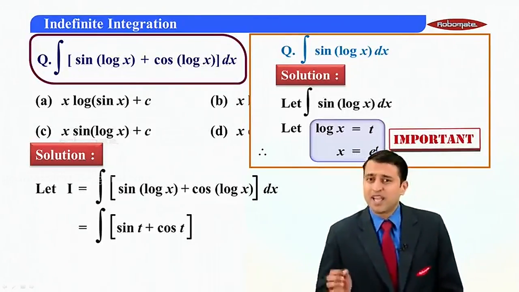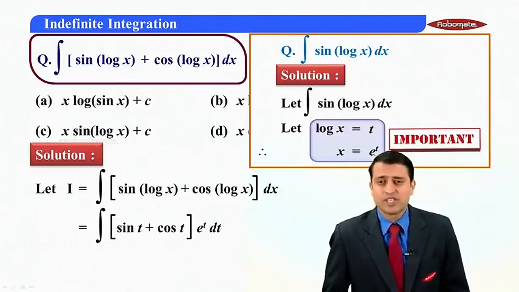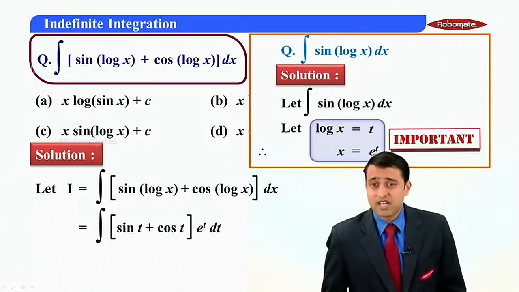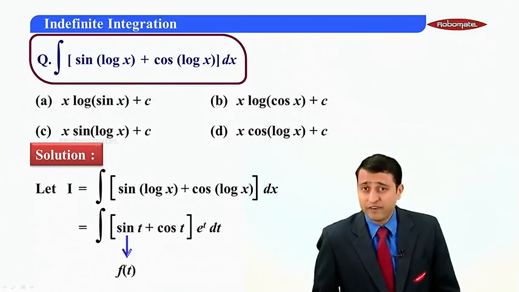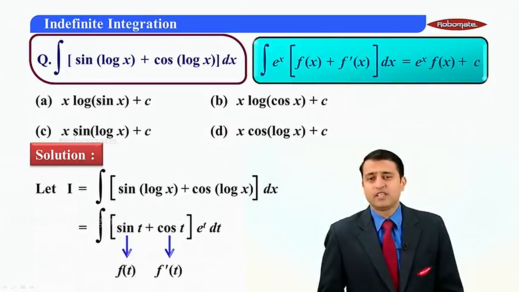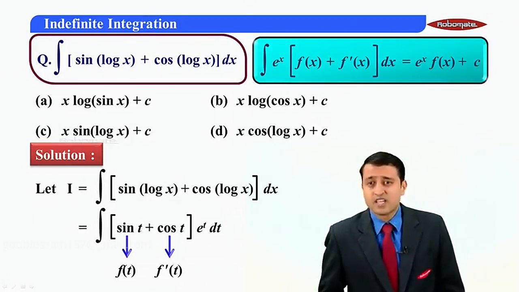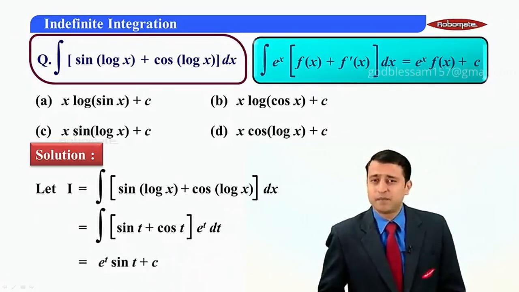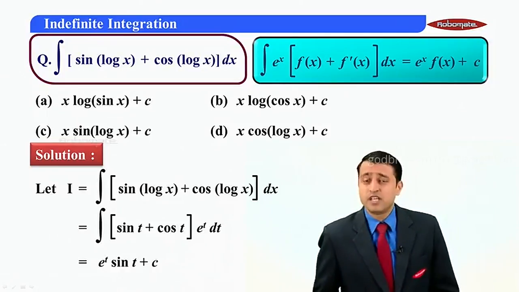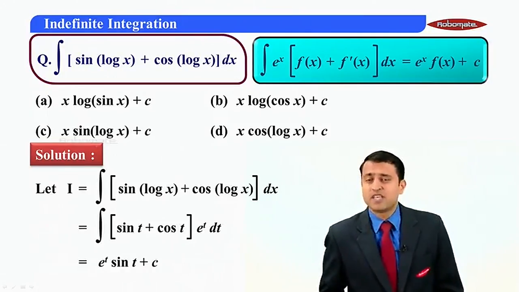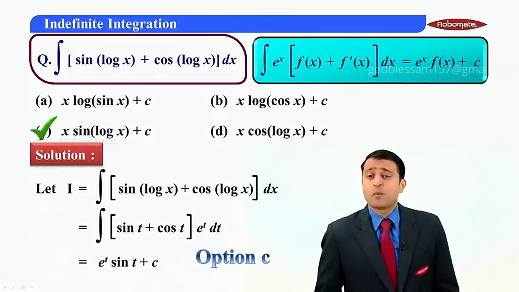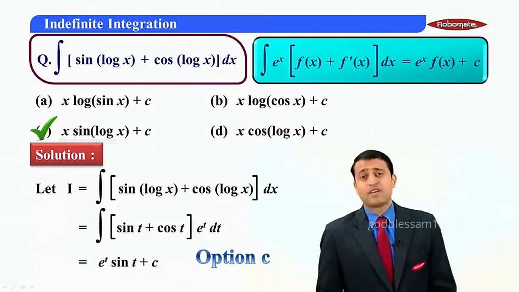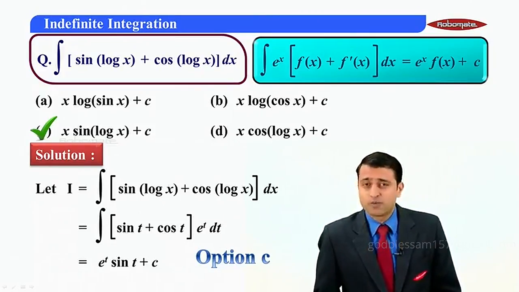So the integral will look like (sine t plus cos t) into e raised to t dt. I am not writing those steps because we have seen that for quite a many times. Now can I say the integral is of the form e raised to t (f of t plus f dash of t) dt? Correct? So if this is the case, f of t is sine t. So can I say the answer will be e raised to t sine t plus c? Now if it is e raised to t sine t plus c, can I say the correct answer is option C. In place of e raised to t, I will write x, and in place of t, I will write log x. That is option C.